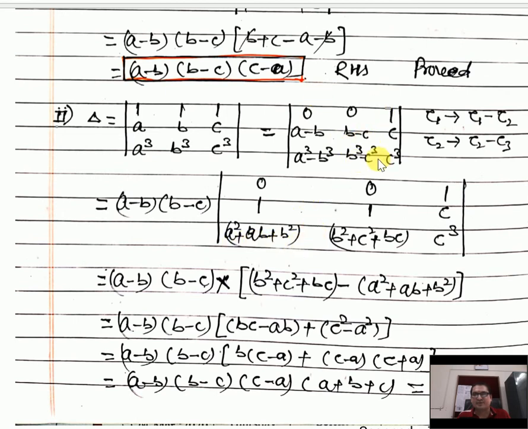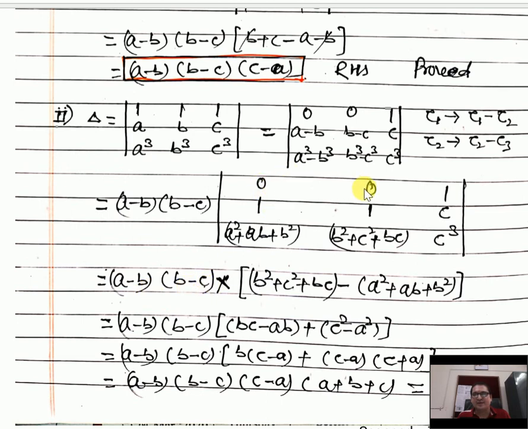Similarly here, b minus c, b cube minus c cube. So b minus c, and in the second bracket it will be b square plus c square plus bc. So b minus c is common, which you have taken from C2, and the third column is 1, c, c cube. Now a minus b, b minus c, a minus b, b minus c.